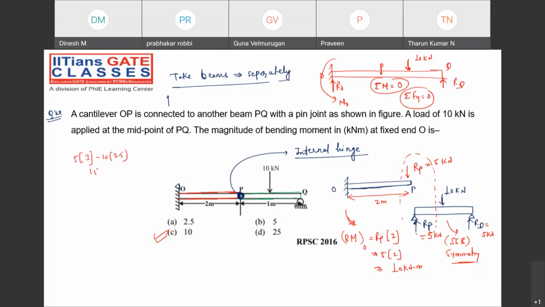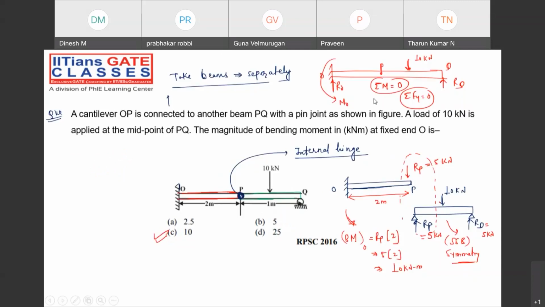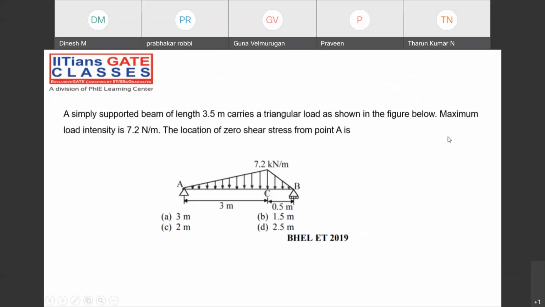Two 2.5, just wait. Okay, done all of you? Can I move to the next one? Yes. Perfect. Now try to solve this one. Take your time. 2 minutes of time I'm giving to you. Have patience and try to solve this one.